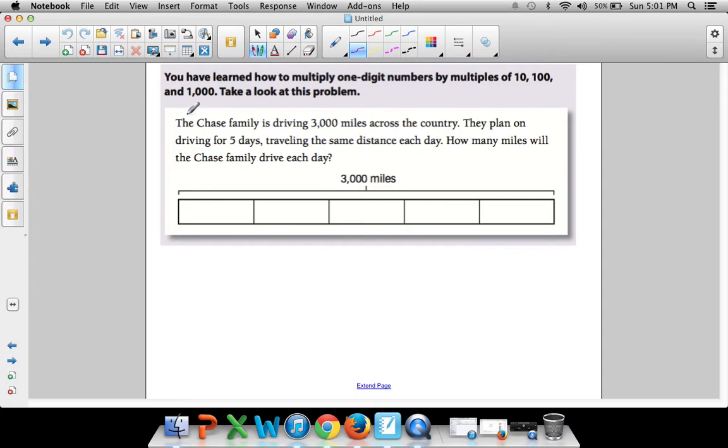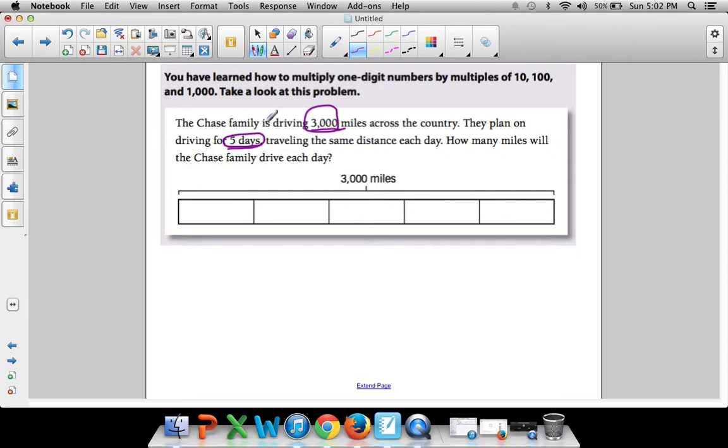Look at this problem. The Chase family is driving 3,000 miles across the country. They plan on driving for 5 days. Traveling the same distance each day, how many miles will the Chase family drive each day? So they have their total, and they're cutting that into 5 distinct pieces. So this is all the miles they drive, and these are the days that they drive.